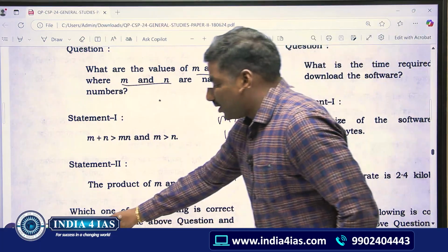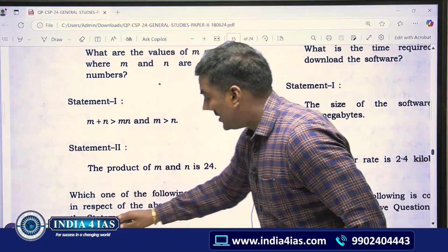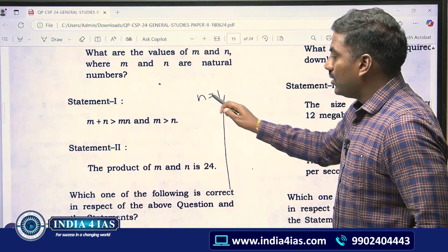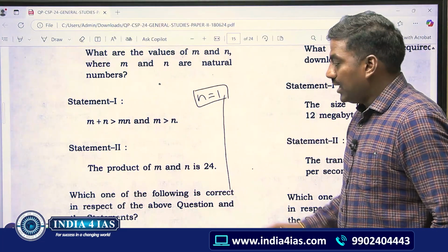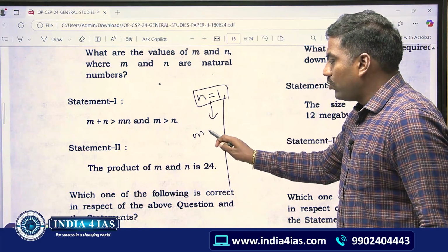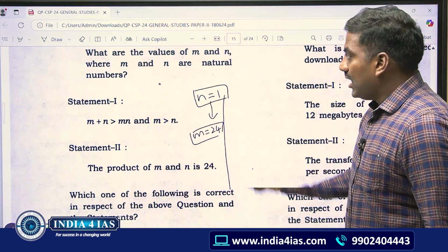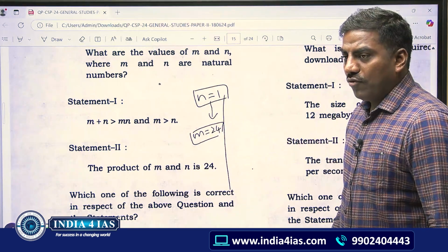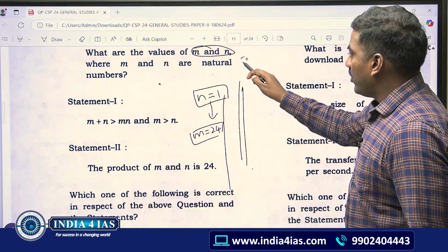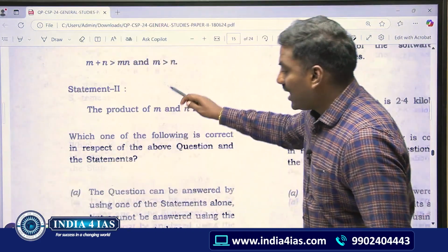But the third chance we have is to club both the statements. In this case, what did I get? n is equal to 1. If n is equal to 1, then m is equal to 24, because the product of m and n is 24. So using both the statements, I can get the values of m and n: m is equal to 24 and n is equal to 1. So using both the statements, I can get the answer.